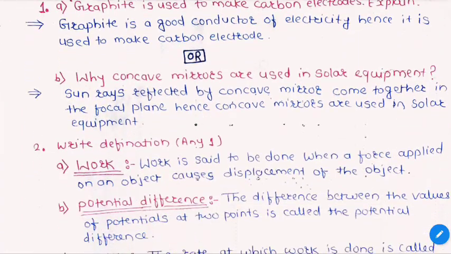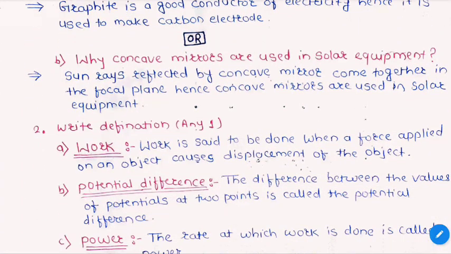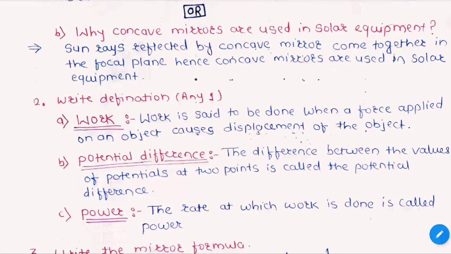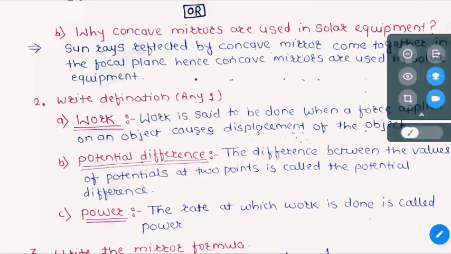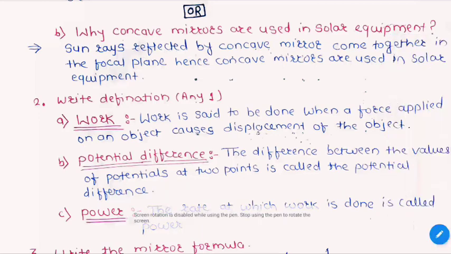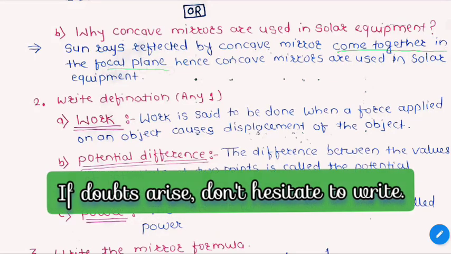Then the second question is: why are concave mirrors used in solar equipment? The answer is: because sun rays reflected by a concave mirror come together in the focal plane, hence concave mirrors are used in solar equipment. You have to answer either this question or the above question.